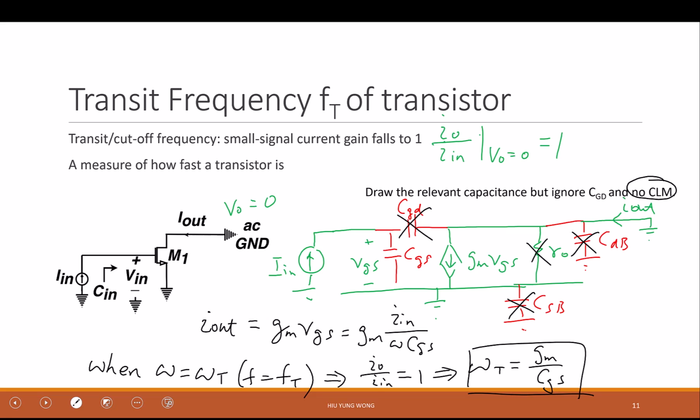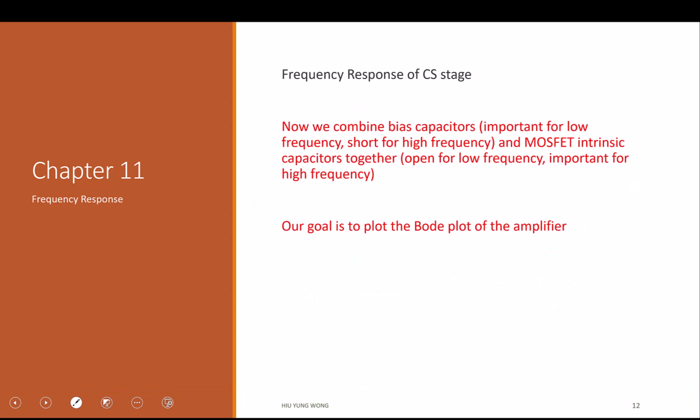Okay. Any questions? Although this is a new concept, the whole process is just a review of how to draw the parasitic capacitors and how to solve KCL, KVL. This is the skill you should have now. Okay. So we are done with these basics. Now let's go back to look at the response of a common source amplifier.